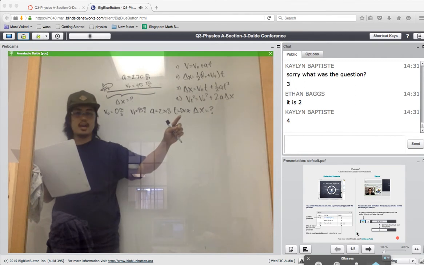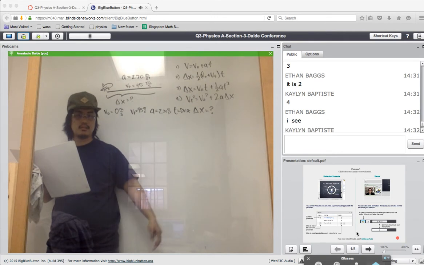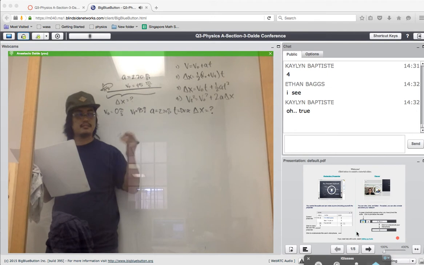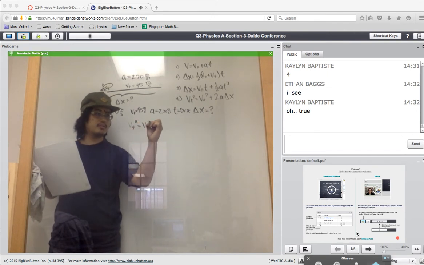And if my time is my don't know, don't care, then why would I want to use an equation that has t in it? You see what I'm getting at here? So, I'm going to use the fourth equation. V final squared equals V initial squared plus 2a delta x.